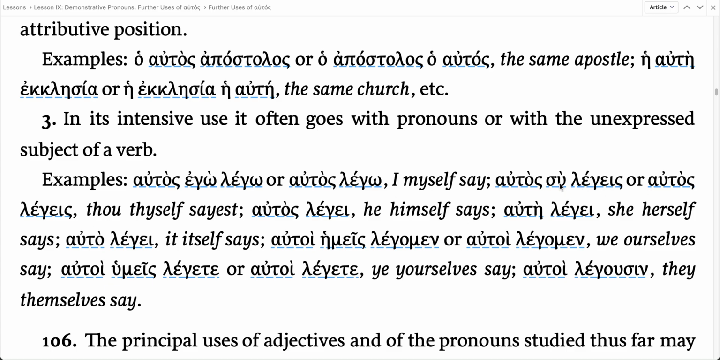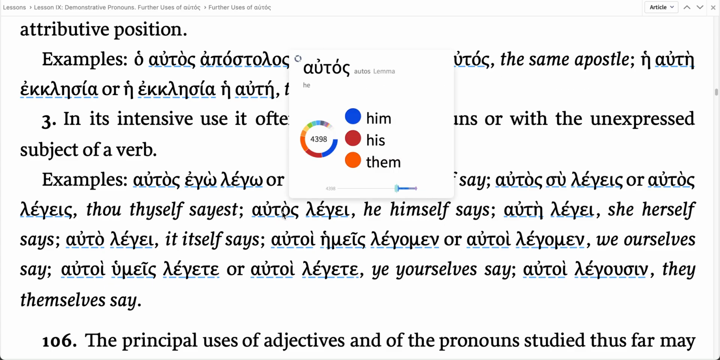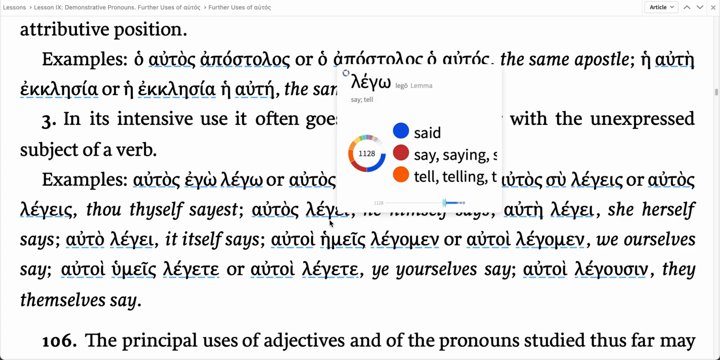If you took out autos, it would be "you say," right? But when you add the autos in there, it's "you yourself say." That's the old King James language there, or translation. Autos legei, he himself says. So it's the use of autos here with the verb.